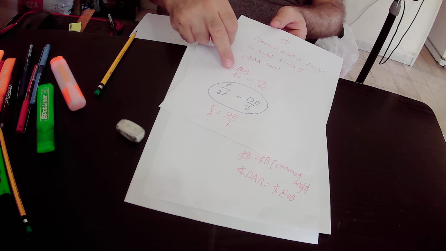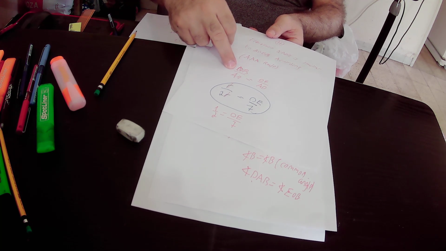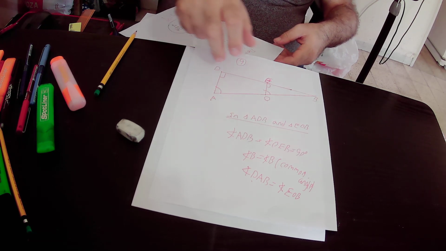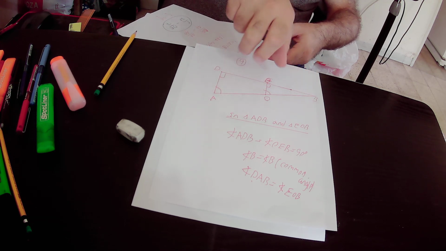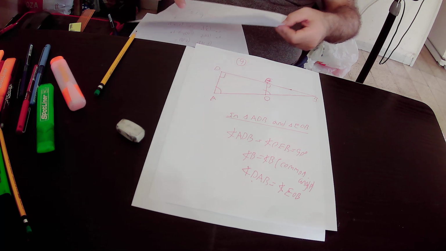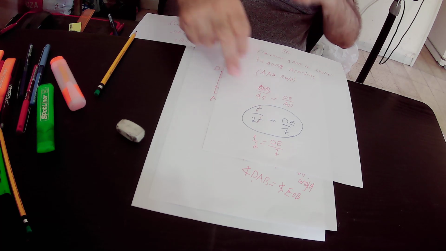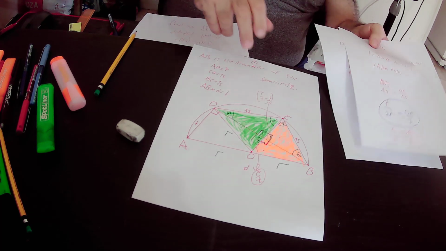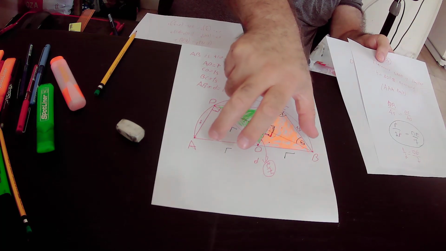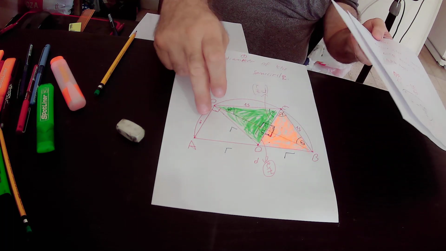OB over AB equals OE over AD. Again, OB over AB equals OE over AD. Okay? But OB is the radius of the circle, equal to R, and AB equals 2R. R plus R is 2R. And we know that AD equals 7 units.